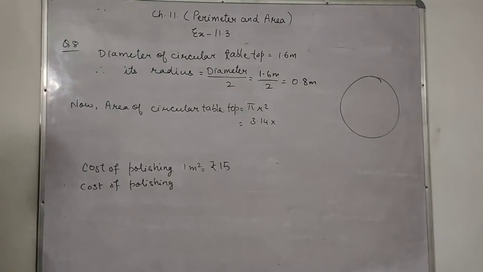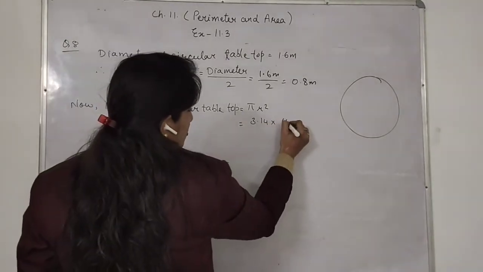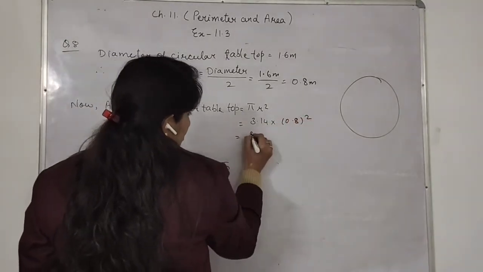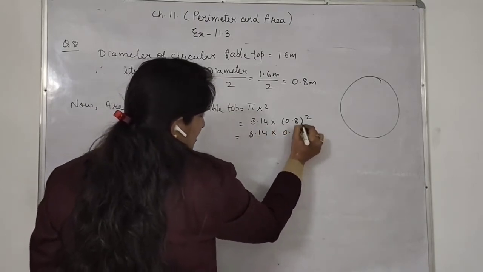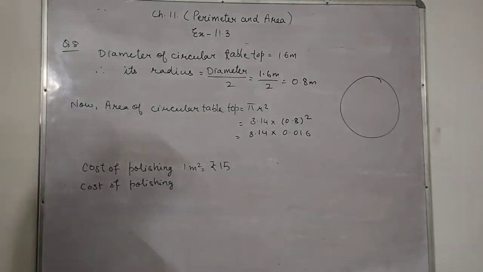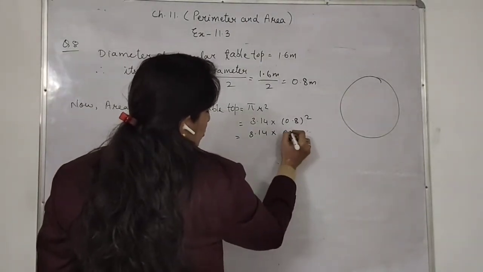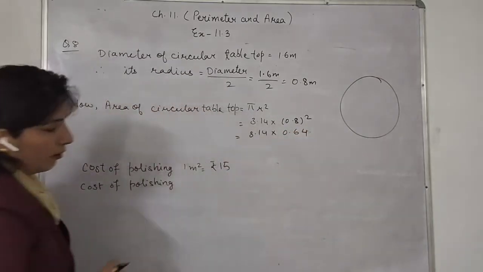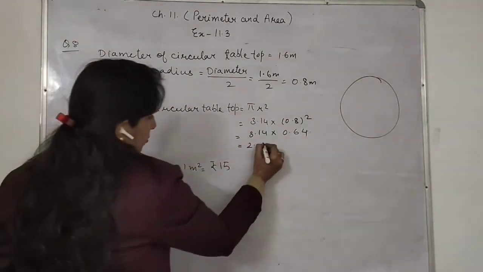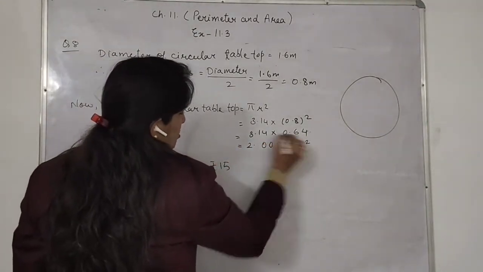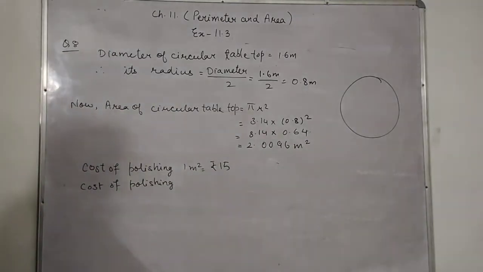Now the area of the circular table top, the formula is pi r square. So pi is 3.14 and 0.8 will be the radius. So 0.8 whole square, we need to solve it. No, I have written wrong. It is 0.64. Fine. Now after solving, we will get 2.0096 meter square. This will be the area of the circular table top.